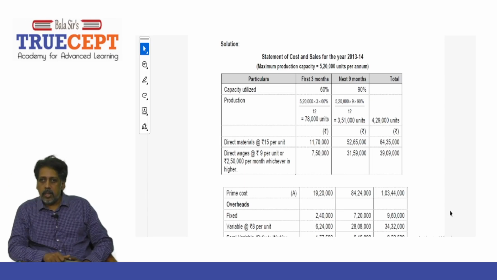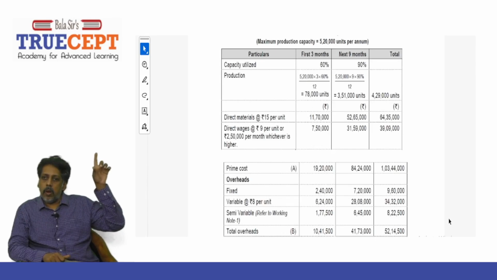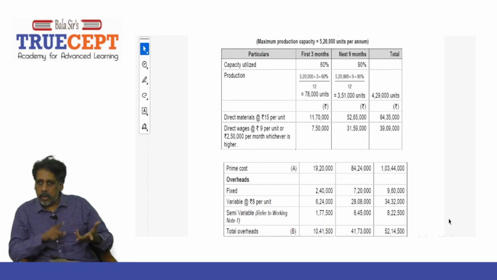Next is direct material. Now we are going to put down all the cost in rupees per unit, right? Direct material, 15 rupees into 78,000 units. How much? 11,70,000. And 15 rupees into 3,51,000, how much?